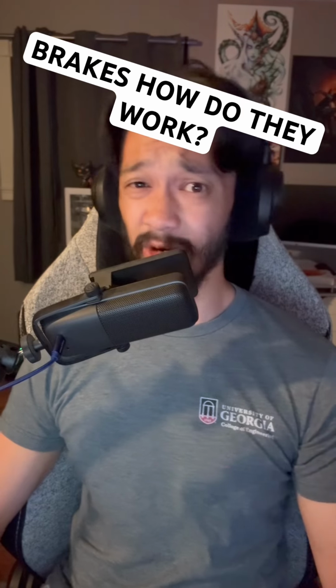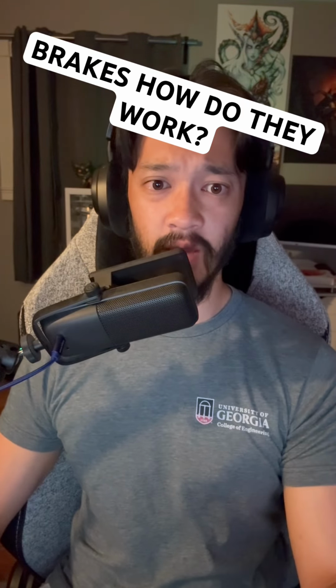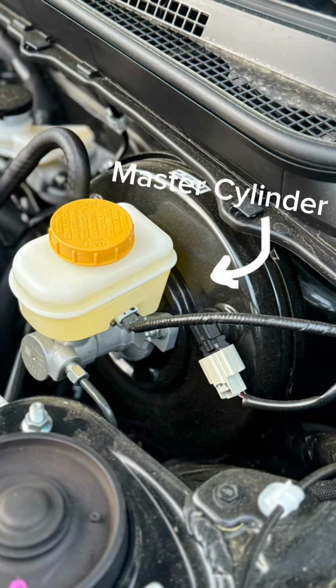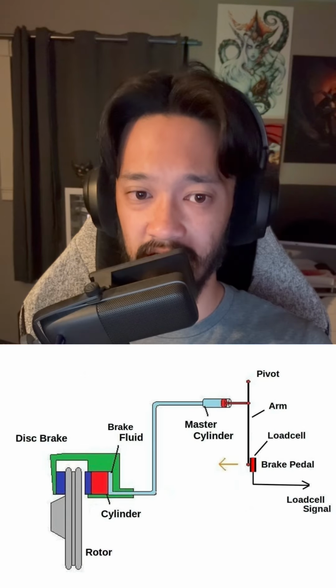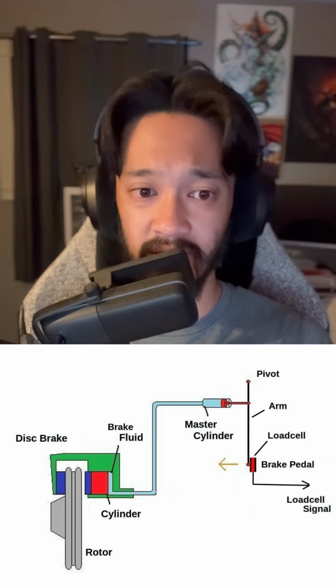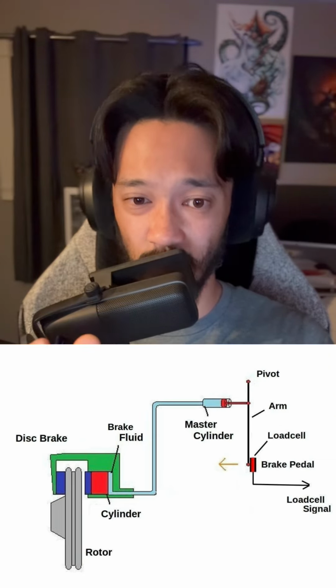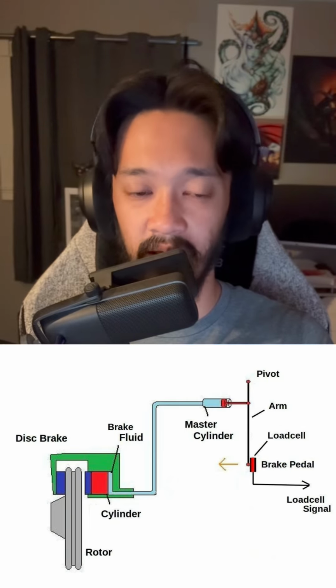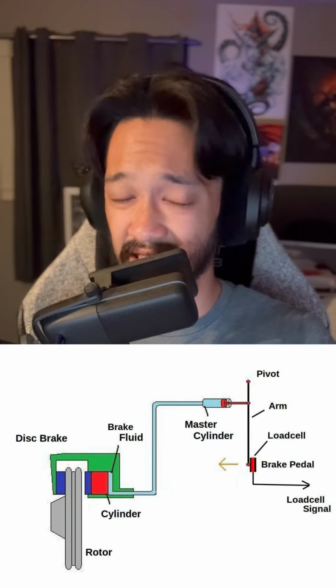So, how do brakes work simplified? Well, when we step on the brake pedal, we compress a master cylinder that pushes against oil in our brake lines that then transfers this force to our pistons in our brake calipers that squeeze the brake pads against our rotors, slowing us down. But what are these pads doing exactly?